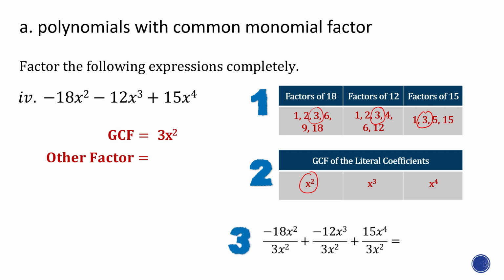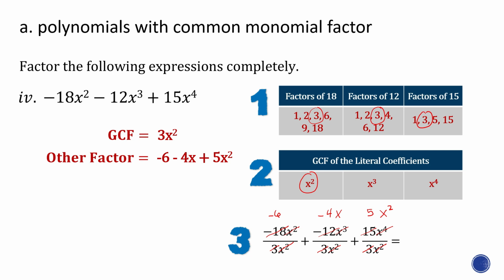Here we go. So let's consider first negative 18 over 3. That's negative 6. Negative 12 over 3, that's negative 4. 15 over 3, that is 5. Now let's consider the literal coefficients. X squared over x squared is 1, so that cancels out. X cubed over x squared, that's 3 minus 2, which is 1, so x raised to 1. X raised to 4 over x squared, that's 4 minus 2, which is 2, so x squared. So this is the other factor, negative 6 minus 4x plus 5x squared.